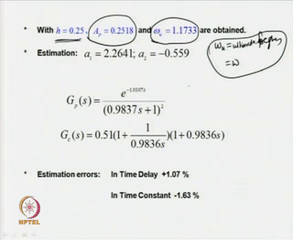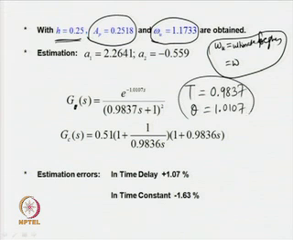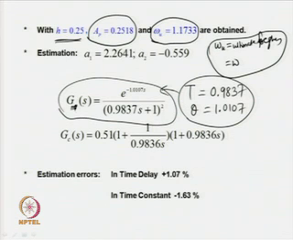So, what is the T we obtain? The T we obtain is 0.9837 and the theta we obtain is 1.0107. Okay. So, in the transfer function model form, the estimated parameters are shown over here, and the model has got a second order plus dead time transfer function of the form G M s is equal to e to the power minus 1.0107 s divided by 0.9837 s plus 1 whole square.